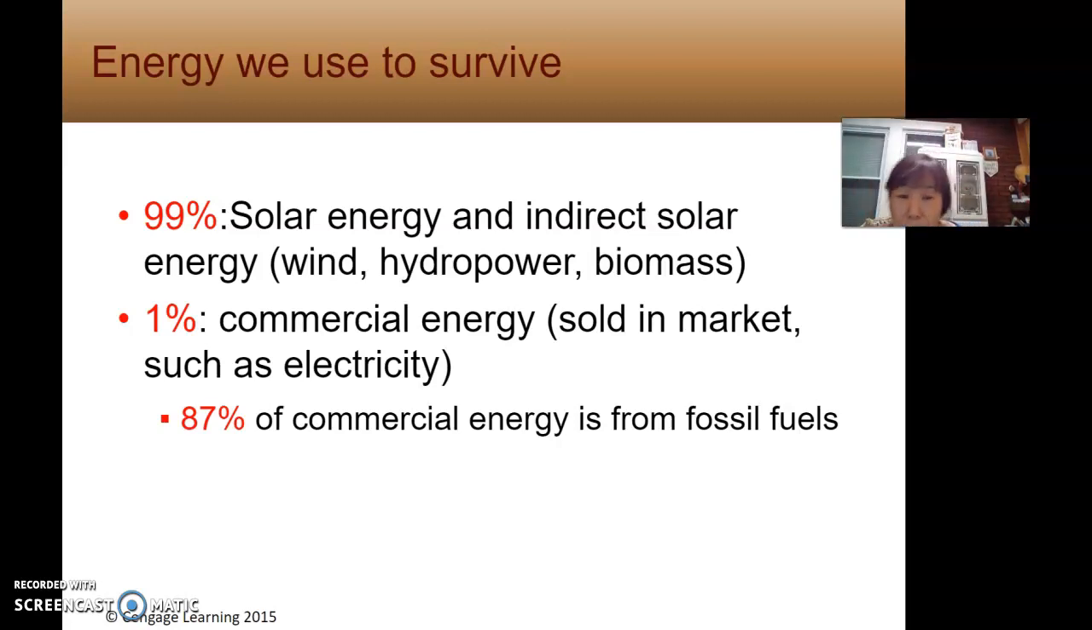These are several numbers you need to know. The energy we use to survive, actually 99% comes from solar energy. When we mention solar energy, we are also including wind energy, hydropower, and biomass, because they are indirect solar energy. So only 1% of the energy we need to survive comes from commercial energy. And in this 1%, 87% of them come from fossil fuels.